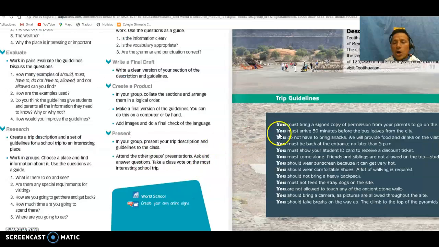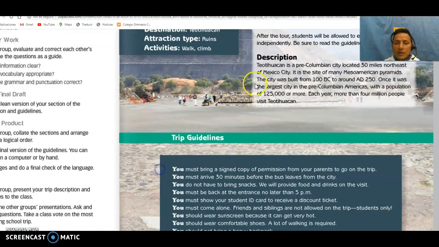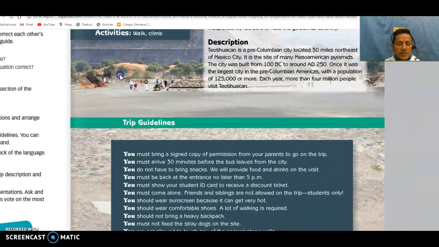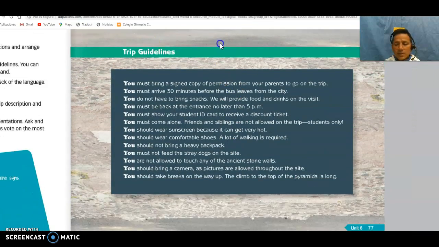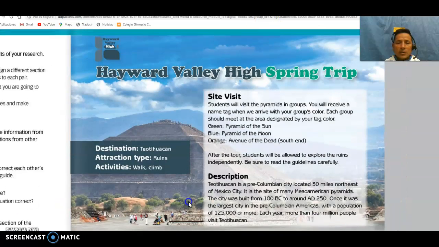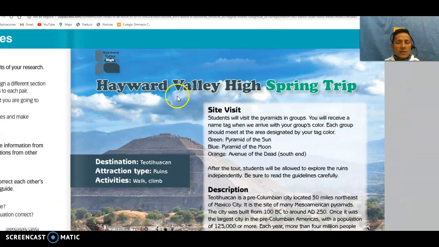And then, all right. So if you go to page 77, you're going to notice this here. This is the place where someone wants to go and see. So the Hayward Valley High Springs trip. So notice this. This is what you need to do. In other words, that's what you need to create.